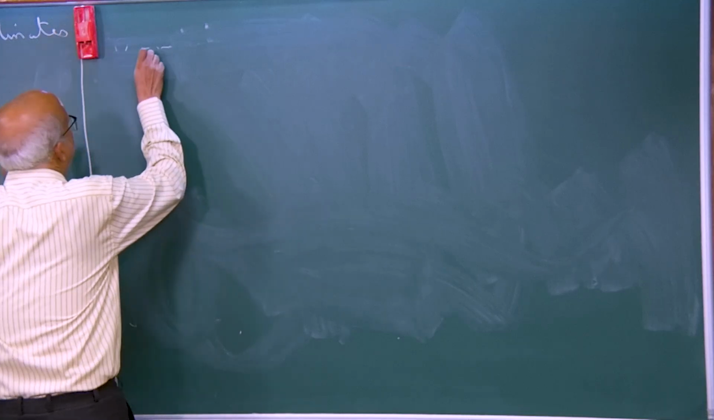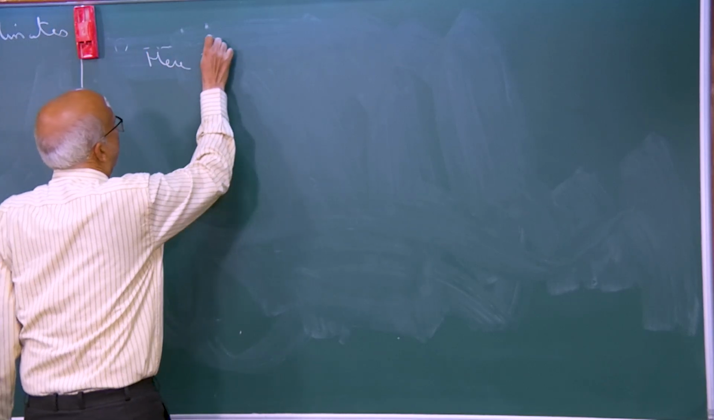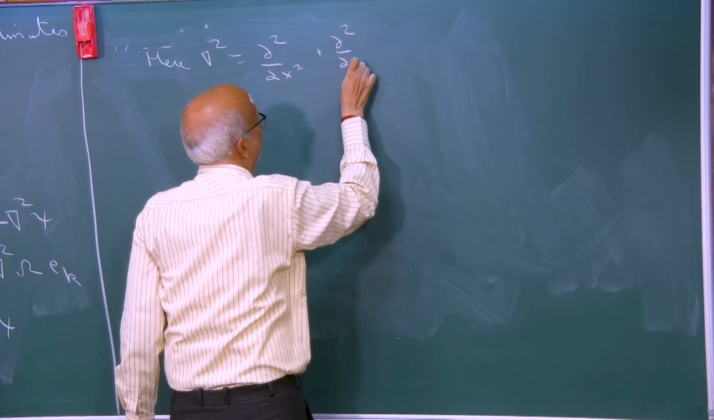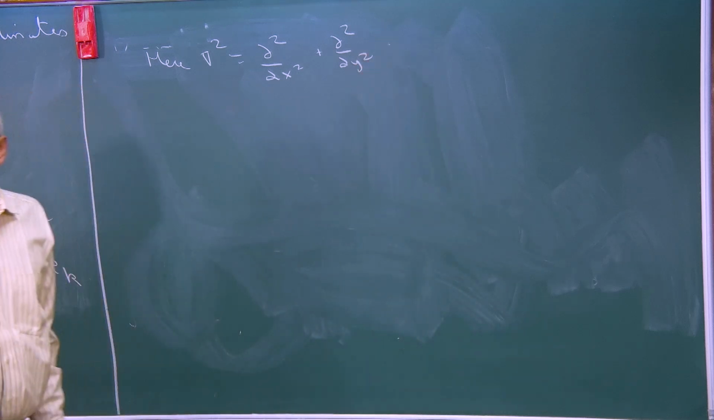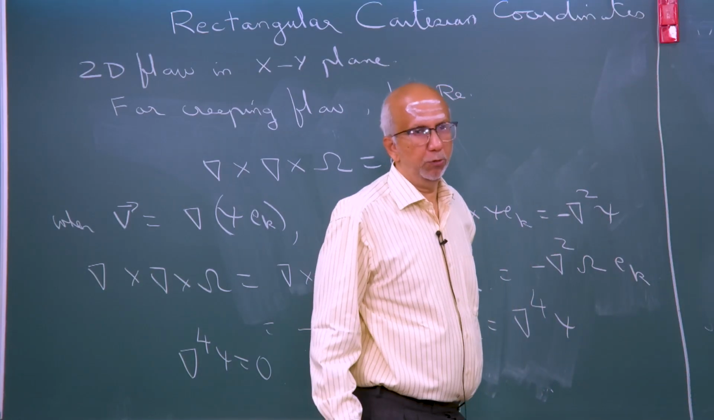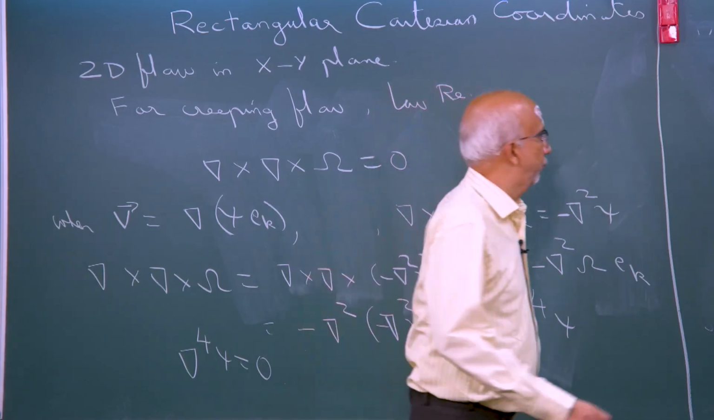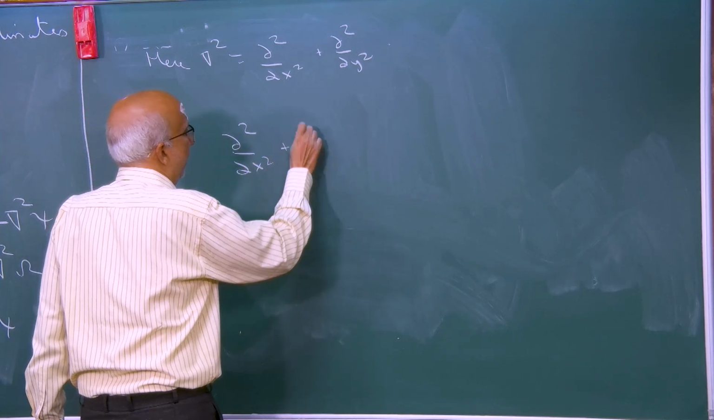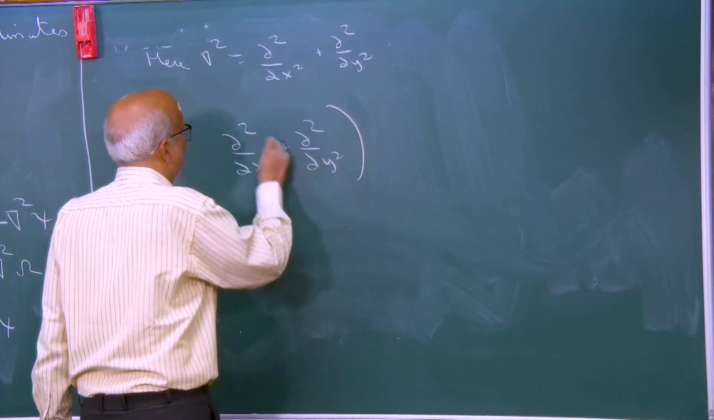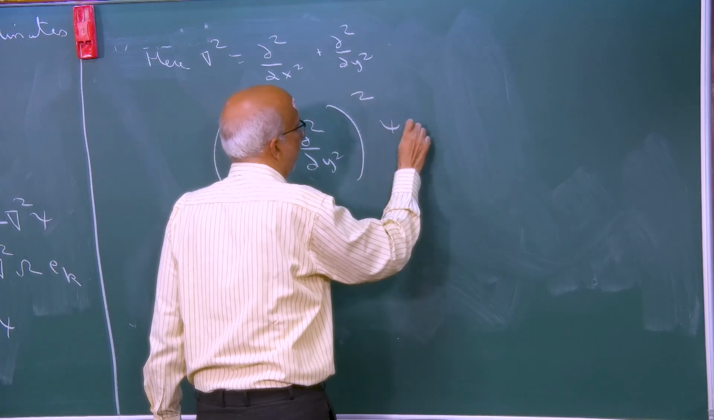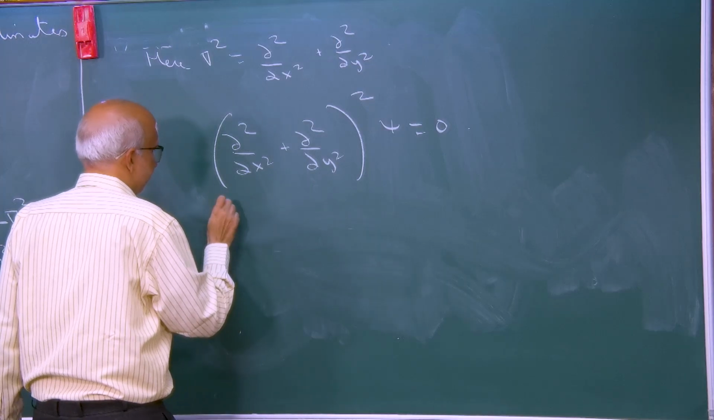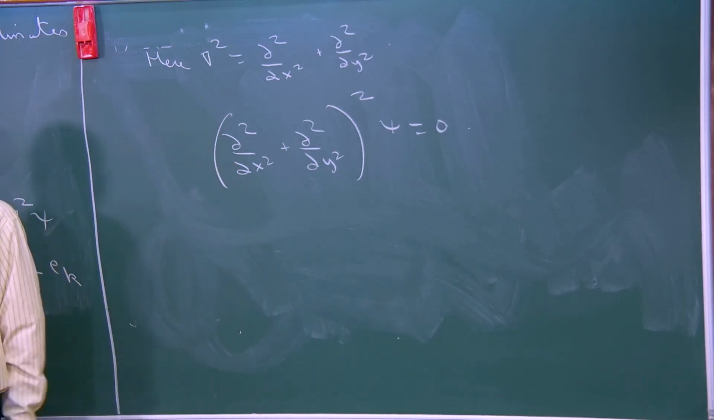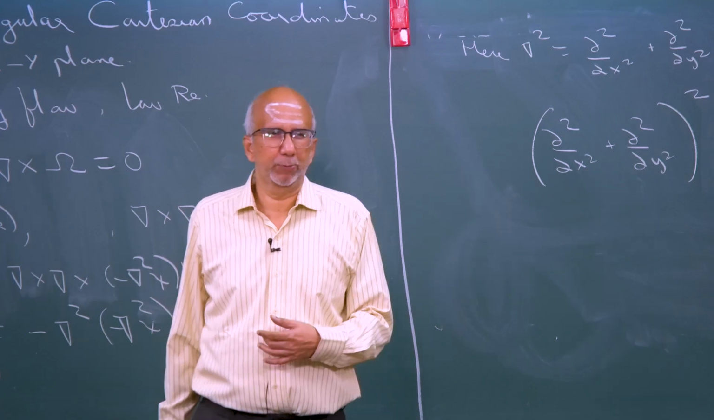So here del square is d square by dx square plus d square by dy square. If you want to solve a 2D creeping flow problem, I would solve d square by dx square plus d square by dy square, squared, psi equal to 0, subject to boundary conditions. This is basically this operator operating on psi, again this operator operating on psi. Basically you get a fourth order equation.